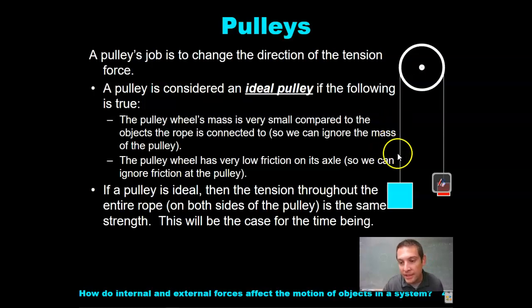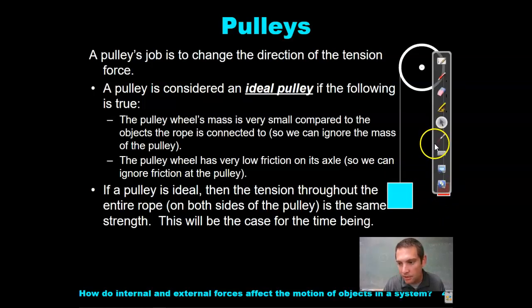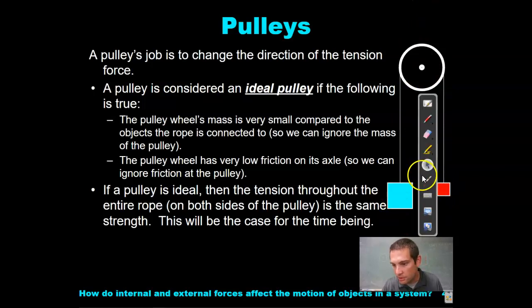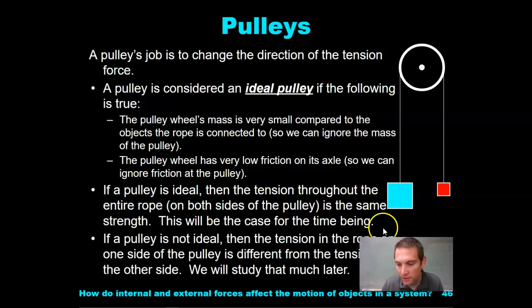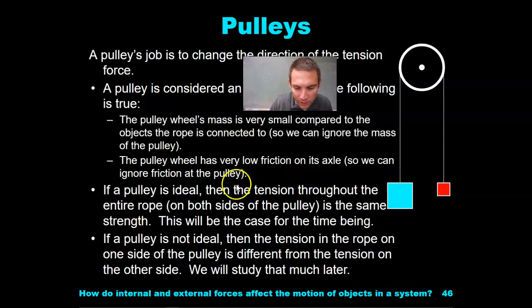It doesn't do anything. The tension right here above this blue mass comes from the mass of the red block. So the mass of the red causes the tension over here, or the mass of the blue causes the tension on this part of the string. The pulley doesn't contribute at all. For right now, that's all we're going to deal with. If a pulley is not ideal, then the tension in the rope on one side is different from the tension on the other side. Again, later.